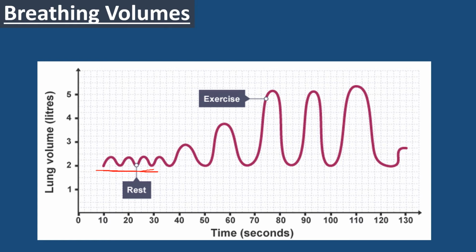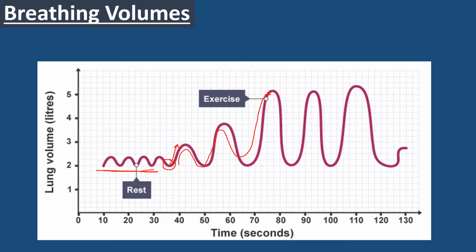At about 35 seconds here, we can see that this person's lung volume increases. Because it increases, we know that there is an increased breathing rate. There's an increased breathing rate as there's an indication that that person is doing exercise. We know this as their lung volume continues to increase over the period of about 60 seconds until it hits its peak here, where it's at about 5.1 litres.